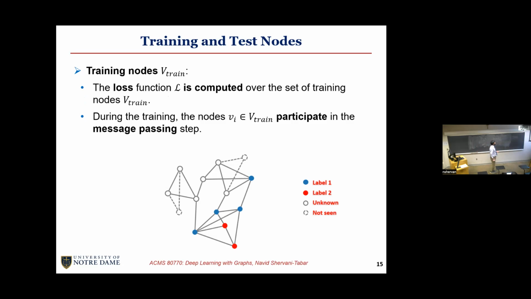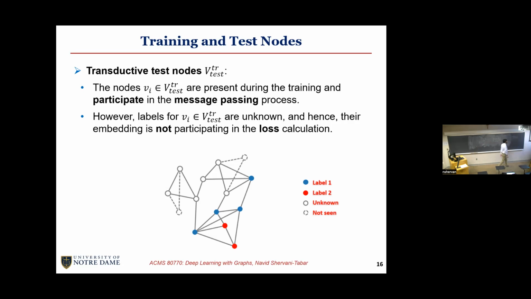So during training, we are going to propagate information over the labeled nodes. We are going to use neural message passing over the labeled nodes. Since we know the labels for these, we are going to use them in computation of the loss function.